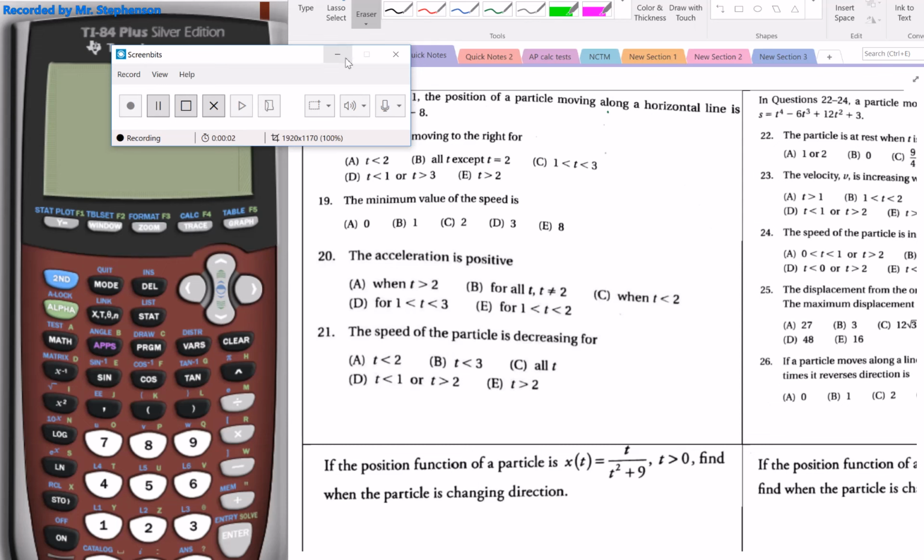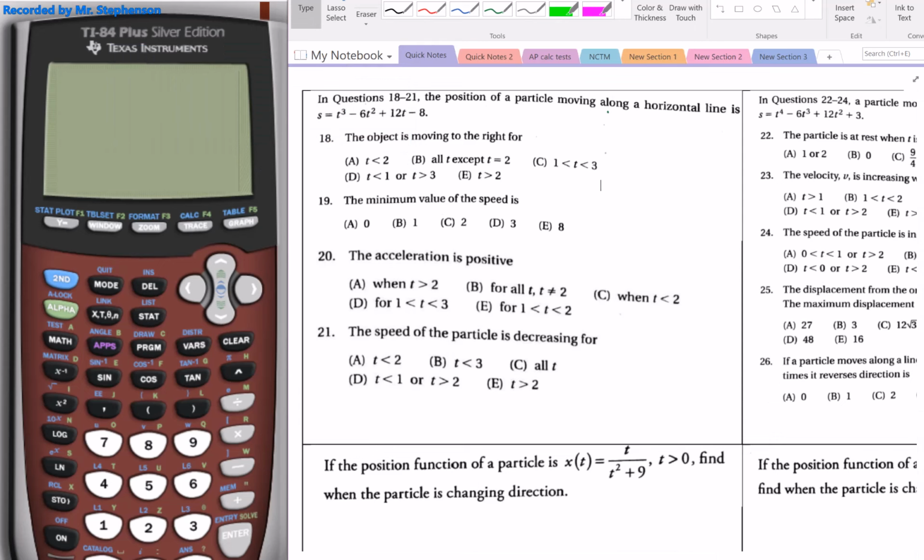Okay, so here we go on the back. We're going to start with these multiple choice problems, which are very similar to problems that you might see on the AP exam. The first question is telling us the position of a particle moving along a horizontal line is s equals t to the third minus 6t squared plus 12t minus 8.